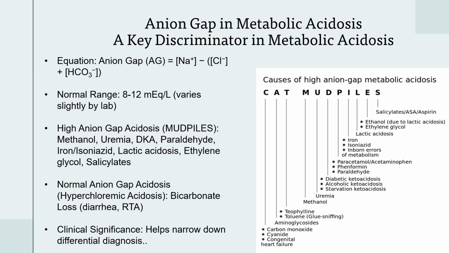So, metabolic alkalosis. The reason we took a little bit of a roundabout for the metabolic acidosis is that the anion gap has to be incorporated into that understanding. Now we go to metabolic alkalosis.